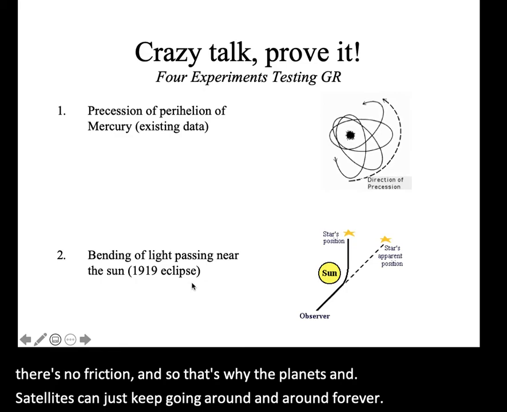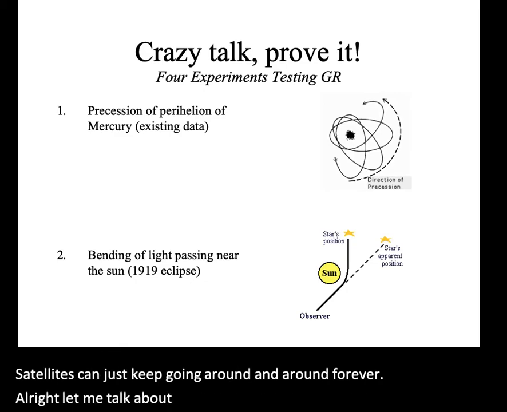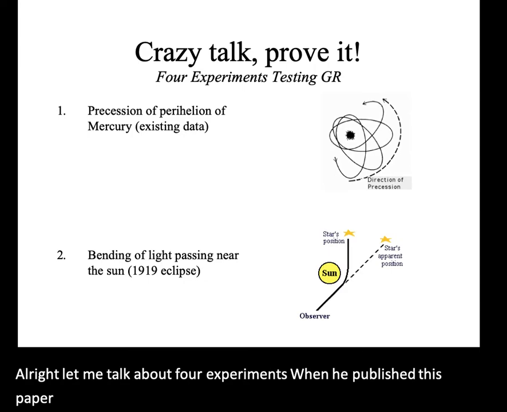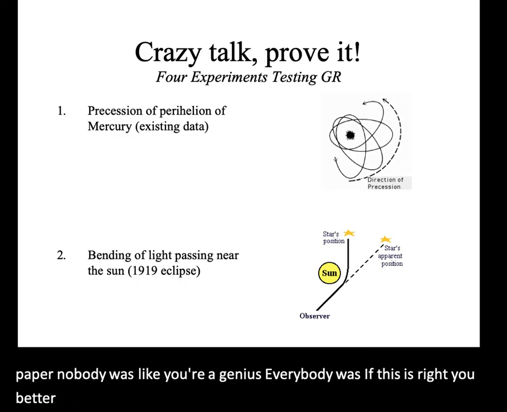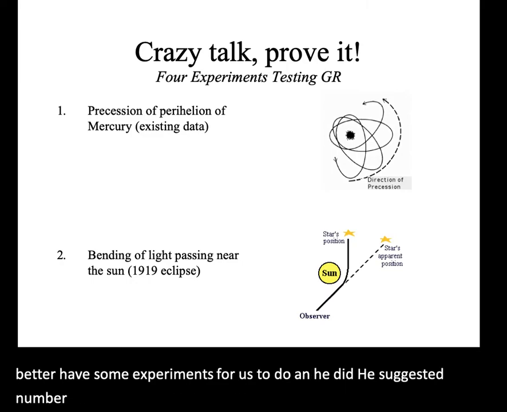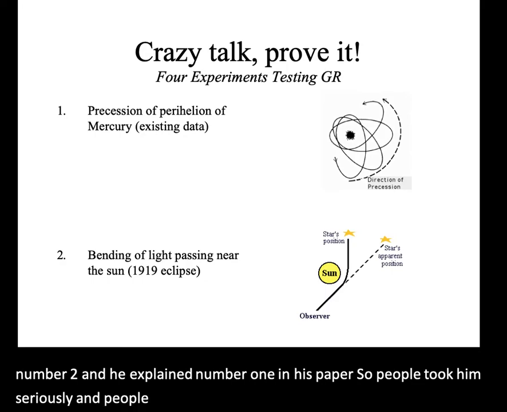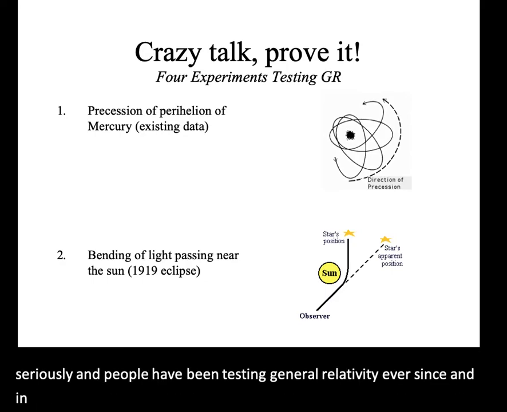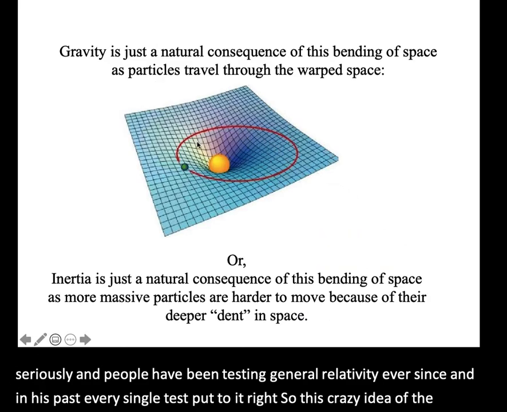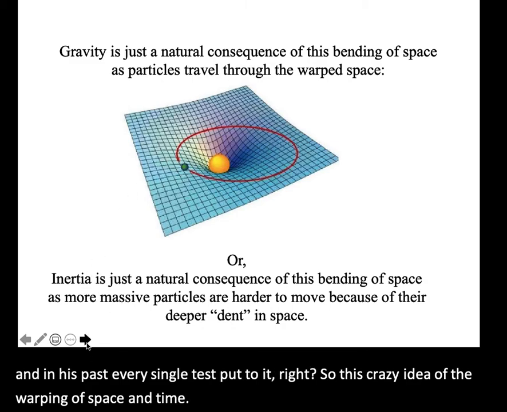All right, let me talk about 4 experiments. When he published this paper, nobody was like, "Oh, you're a genius." Everybody was like, "Well, if this is right, you better have some experiments for us to do." And he did. He suggested number 2, and he explained number 1 in his paper. So people took him seriously, and people have been testing general relativity ever since, and it has passed every single test put to it. Right. So this crazy idea of the warping of space and time is experimentally valid, verified many, many times over.